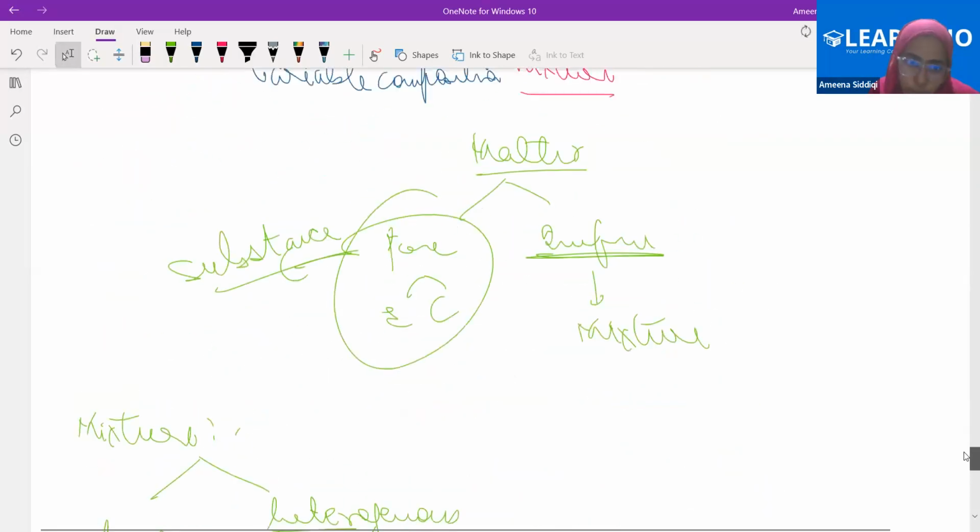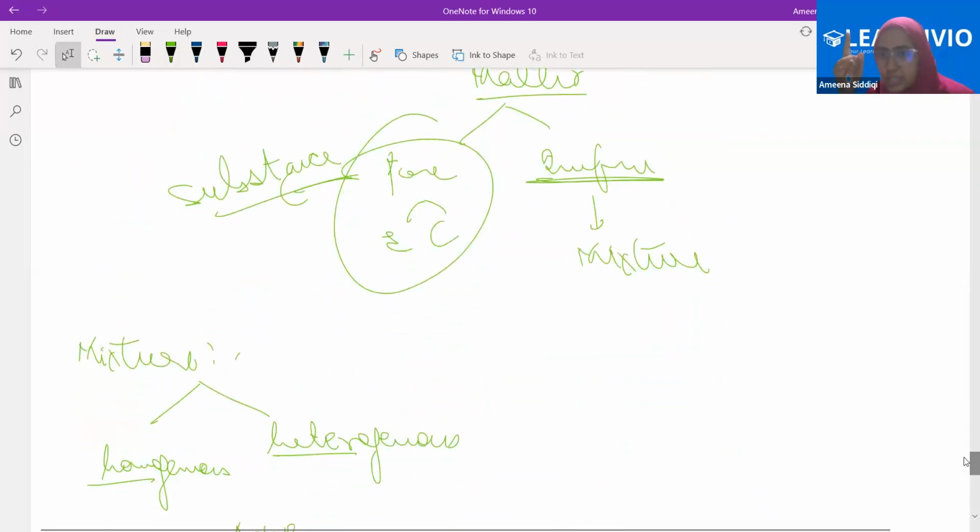And one more property of a mixture: we studied two properties. A, no chemical bonding, only physical bonding. And second, variable composition. Third is that the properties of a mixture are a result of the combining units of the mixture. They are not different. They are a result of the combining units of the mixture.